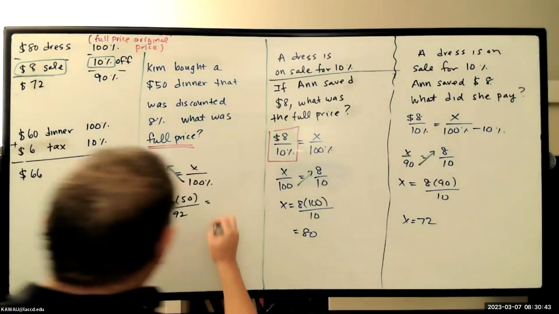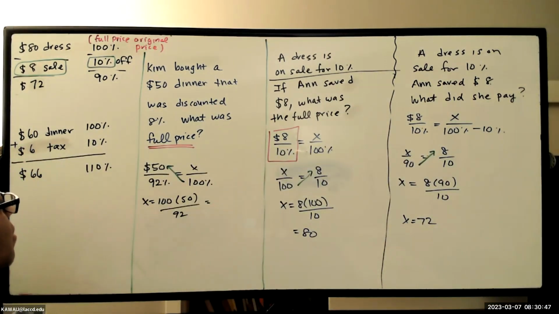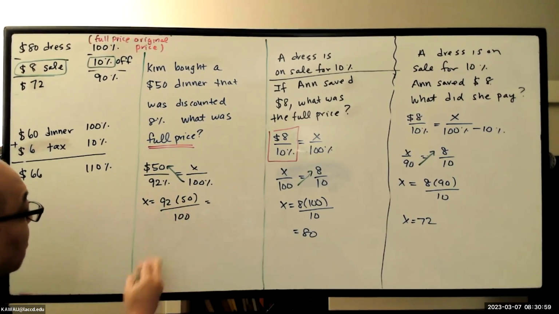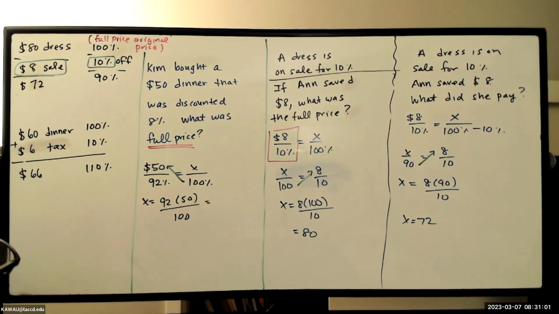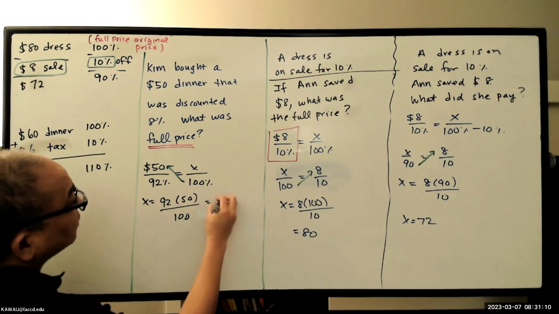And I get, that can't be right. Oh, I have this, I dyslexiated. It's 92 over 100. So I have 50 times 0.92. So this is equal to 46.